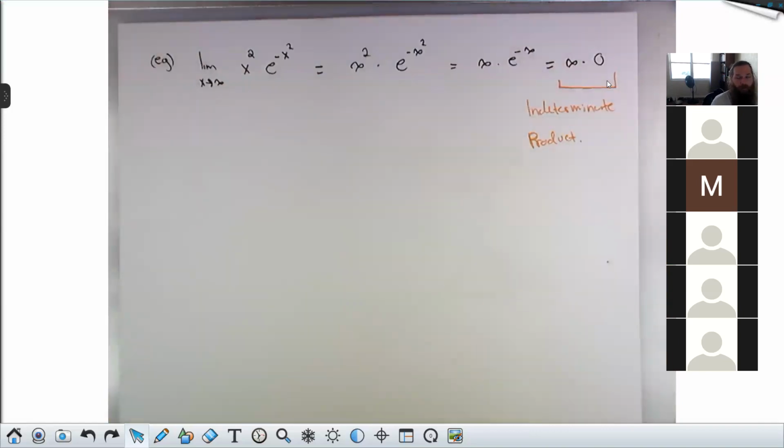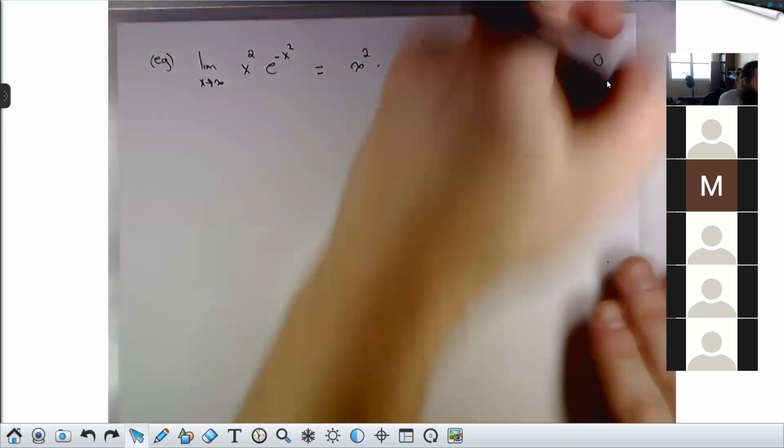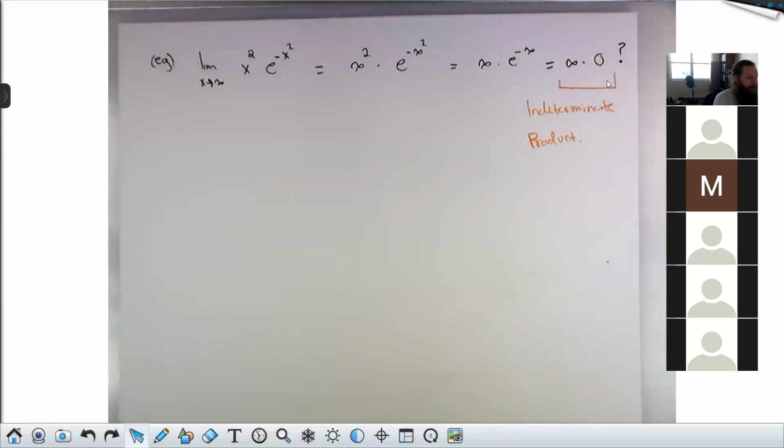Zero times infinity or infinity times 0, they're fighting each other in the same way that 0 over 0 or infinity over infinity are fighting each other. So this is a problem. But I can't apply L'Hopital's rule right away. L'Hopital's rule says you have to have infinity over infinity or 0 over 0. So can anybody think of a way I could rewrite this expression so that instead of getting infinity times 0, I could get infinity over infinity or 0 over 0?